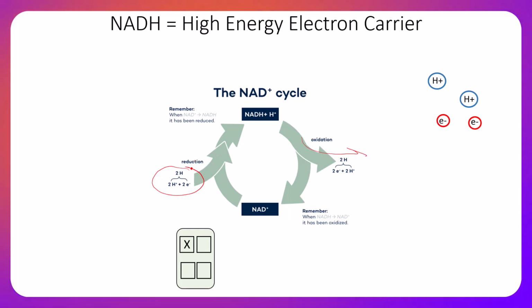Now, do not forget about the redox reactions. Okay, reduction is gaining electrons. So NAD+ will be reduced by gaining electrons, turning it into NADH. NADH is oxidized, meaning losing electrons, because it gives up the electrons where they are needed, which is the ETC.